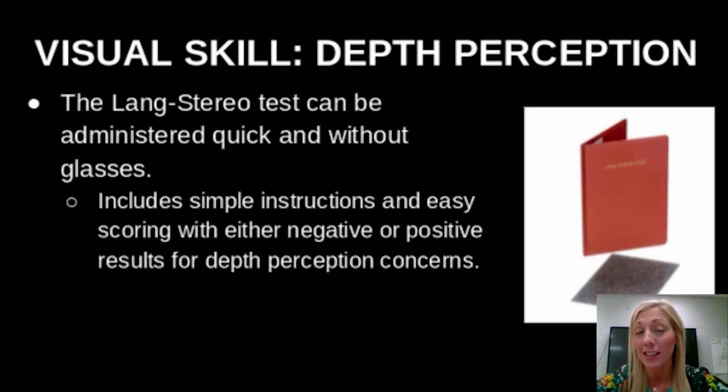This Lang stereo test, it does not require glasses. It can be administered quick and without glasses. So I really like this one, especially with our younger population or some of our students who have cognitive disabilities, and then putting on glasses can cause a sensory issue or anything else. So the Lang stereo test has a quick card. It has 3 objects on it. Are they able to see them or not? And it has a really easy scoring with either negative or positive results of depth perception concerns if they are able to locate those objects.